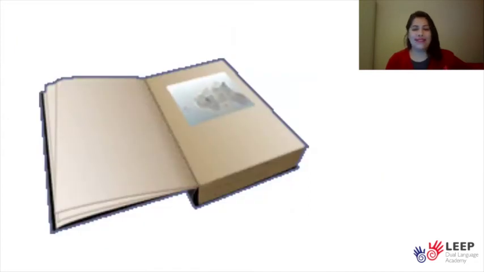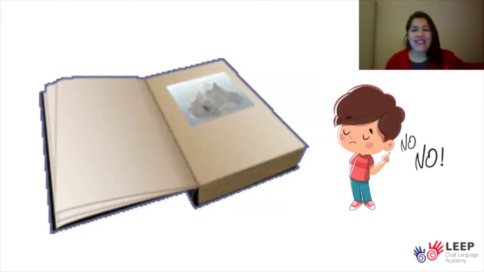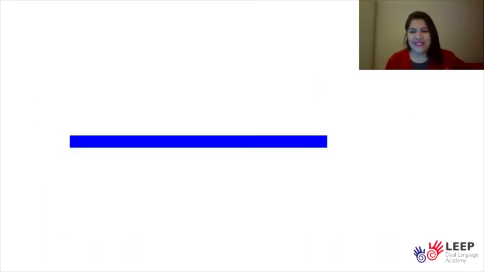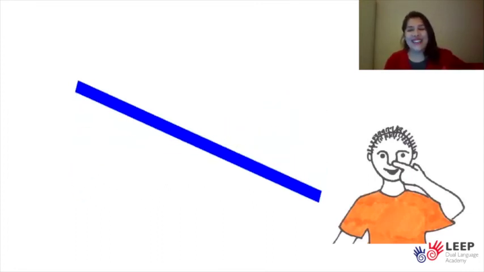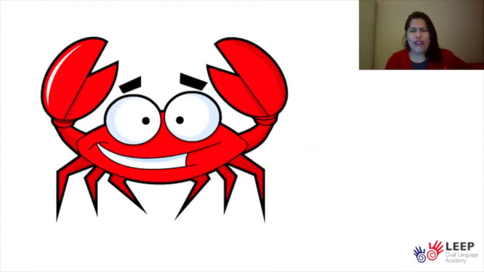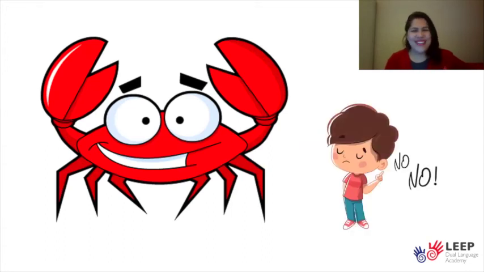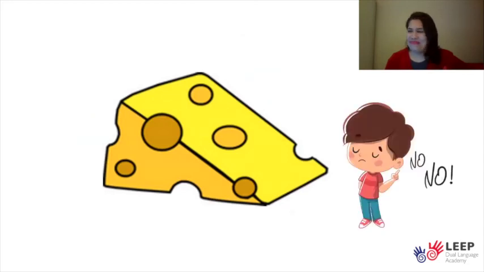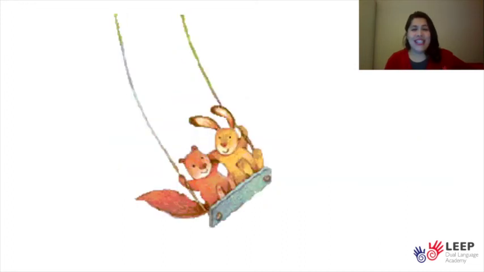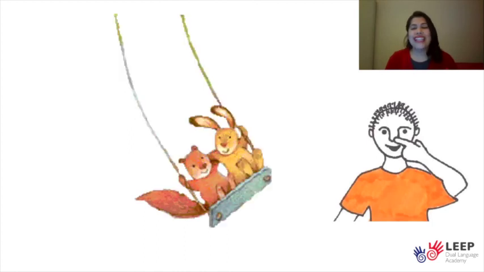Book. Book does not have the ng sound. Long. Yes, long has the ng sound. Crab. No. Crab does not have the ng sound. Cheese. No, cheese does not have the ng sound. Swing. That's right. Swing has the ng sound.